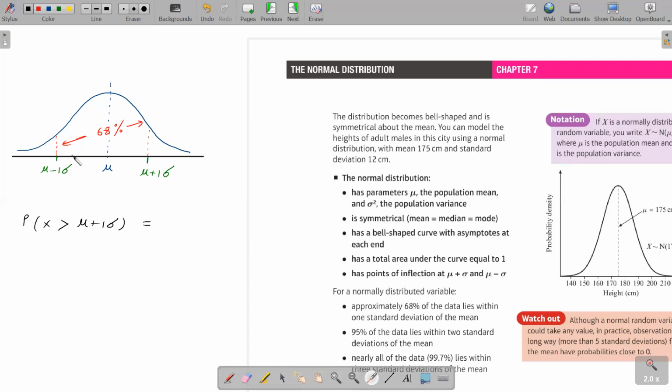So 32% is the area of the remaining two parts. These two areas must be the same because the graph is symmetric. So if you divide that by 2, how much will each side be? This is going to be 16%. Can you guys see? So the area where x is greater than mu plus 1 sigma is 16% or 0.16. Even if you take the probability that x is less than mu minus 1 sigma, that is also 16% or 0.16. Are you with me?